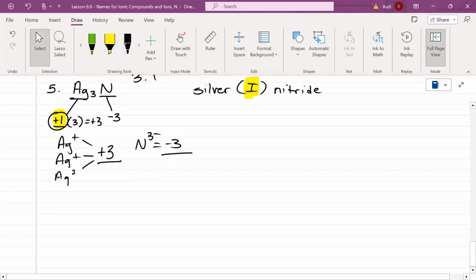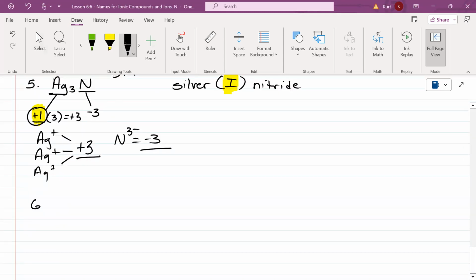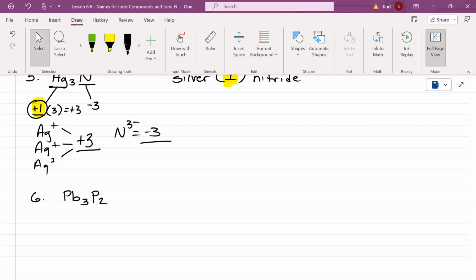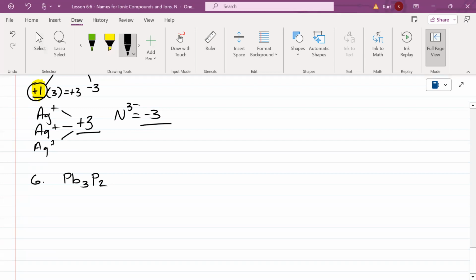Okay. Number 6. Pb3P2. Now, listen very carefully. Lead is in the P block, it's in group 14, but it is a metal. Now, as we get further down the year, you guys are going to learn that lead can have 2 types of charges. Lead can either be positive 2 or it can be positive 4.